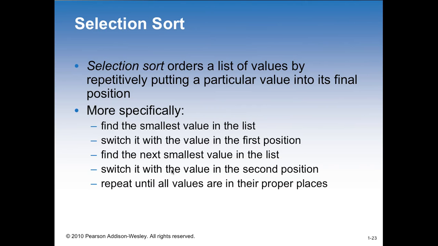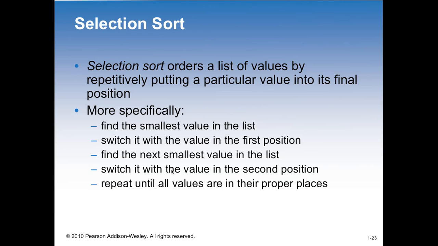So let's take a look at our selection sort. The selection sort orders a list of values by repeatedly putting a particular value into its final position. It's kind of like when you take a whole bucket of stuff and you pull something out of the bucket and you say, it's the number 5, and 5 is the last number. And you pull another number out of the bucket and it's the number 12. Oh, so 12 is now the last number. So you're ordering it sequentially.